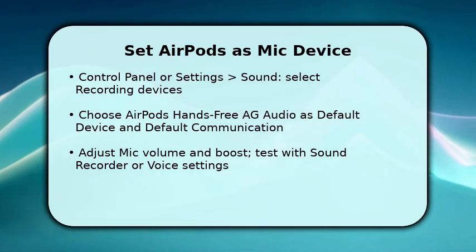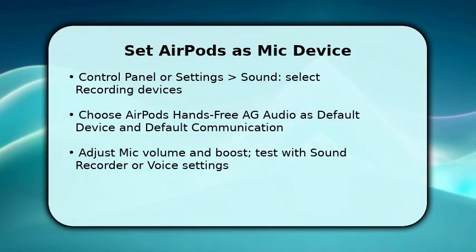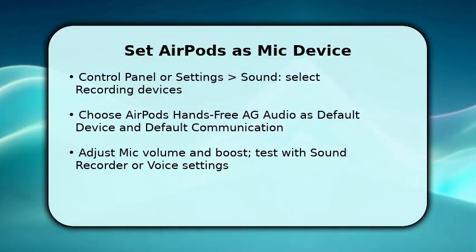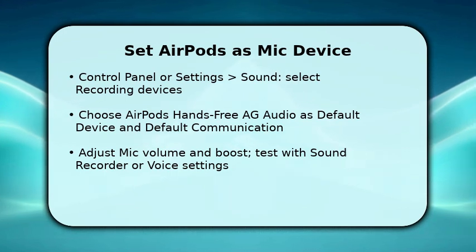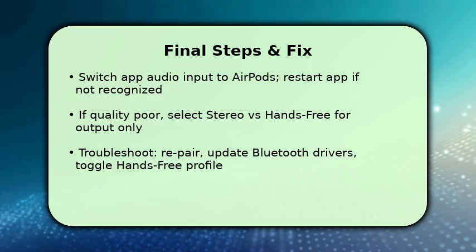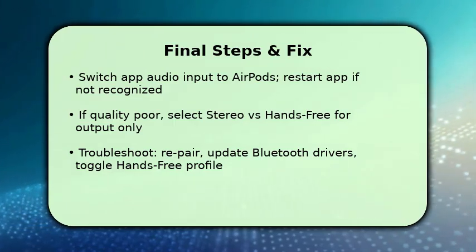Then open Properties, go to Levels, adjust microphone volume and boost as needed, and use the Listen or Test feature to verify input. Make sure apps are allowed to access the microphone in privacy settings, so programs can use the mic. Finish by selecting the AirPods mic inside the specific app you plan to use, because some apps override system defaults.